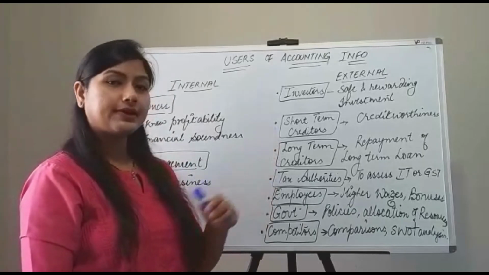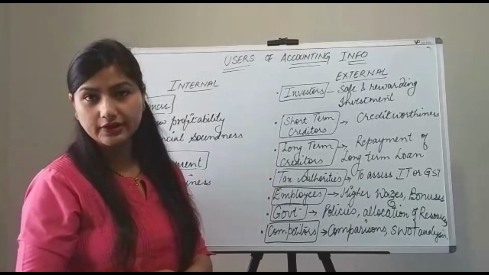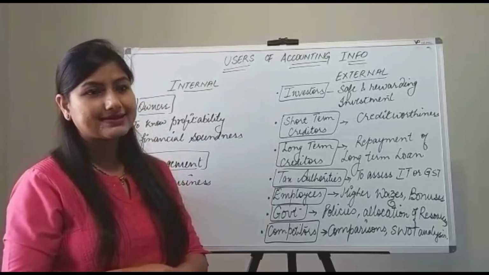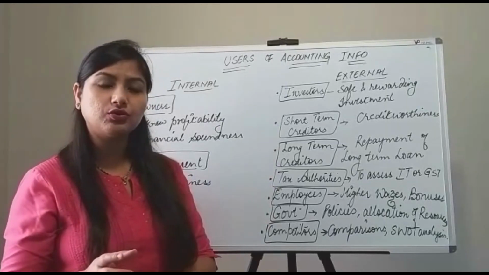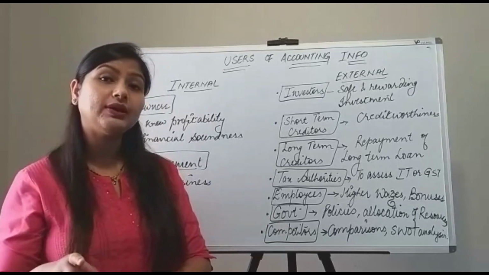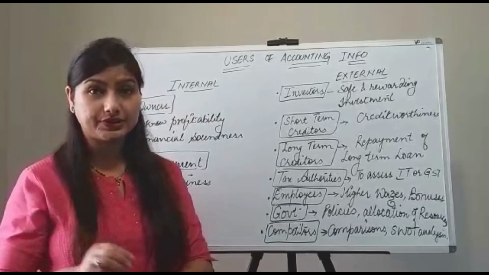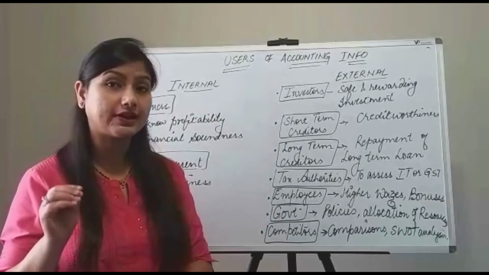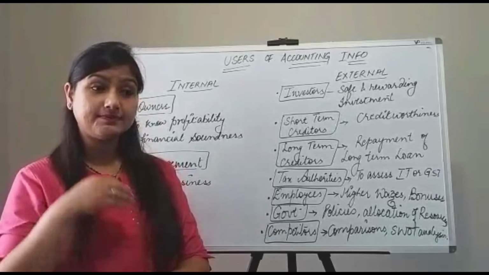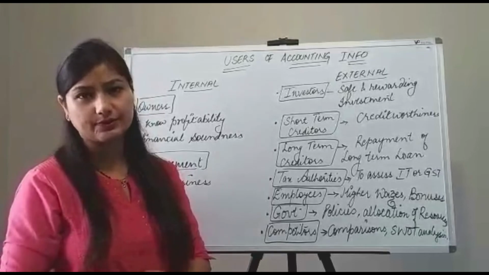Next is short-term creditors. Short-term creditors are also interested in knowing the accounting information. Let us take an example. You go to the bank and you ask for some loan. You need to borrow some loan. The bank will provide you with the loan only if it is satisfied with your creditworthiness, if it is satisfied with your financial soundness, if it is assured that you will repay its short-term loan or maybe long-term loan.